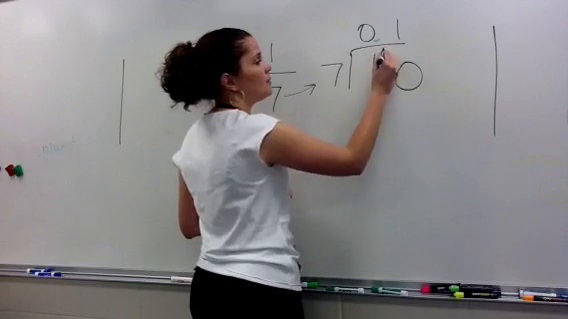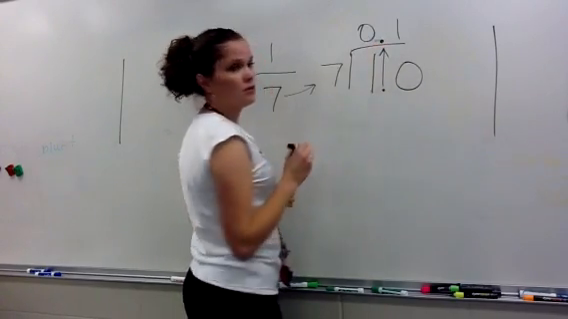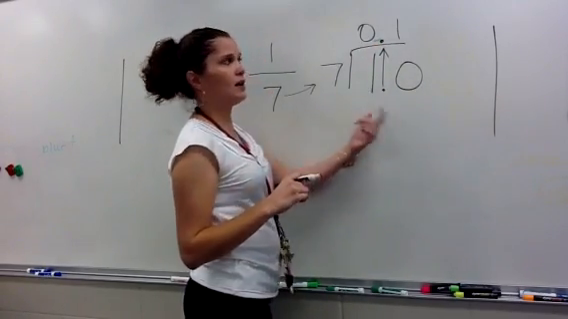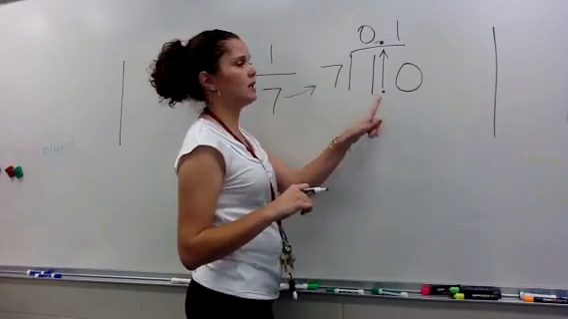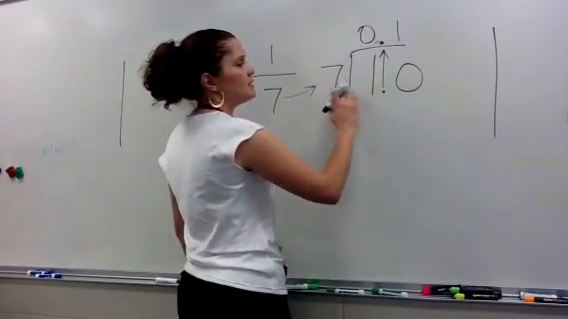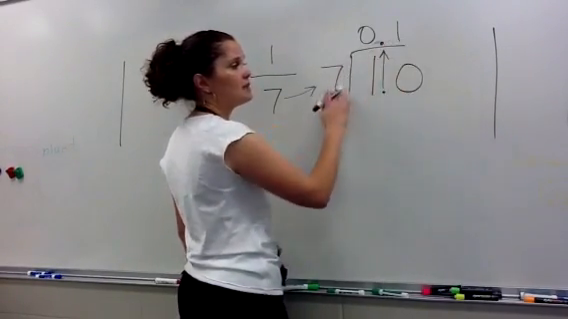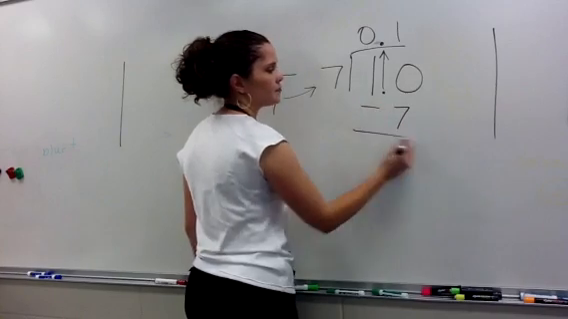Very important step. You must bring up your decimal. Make sure you do that. I would even do that first thing. Bring up your decimal. And we said 7 can go into 10 one time. 1 times 7 is 7.